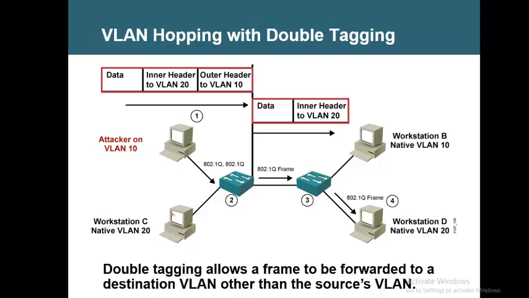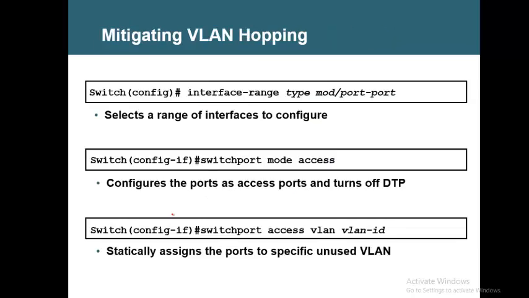Even this attack can be prevented by putting all unused ports in access mode and assigning them to an unused VLAN. These are the commands. You know these things. It's not a big deal: switchport mode access, switchport access vlan, and an unused number like 777 or 888.